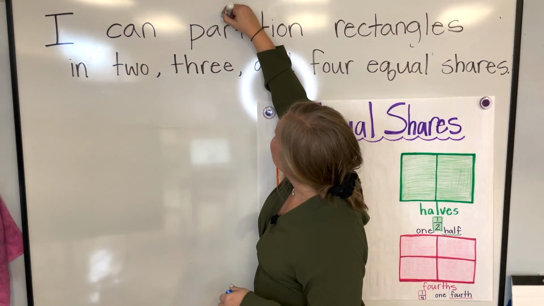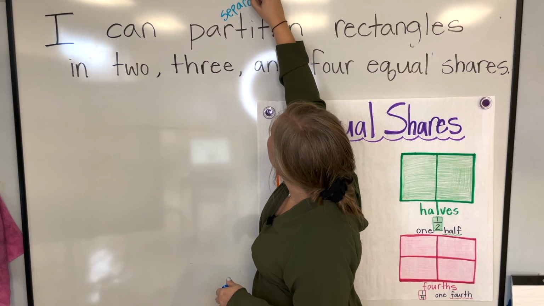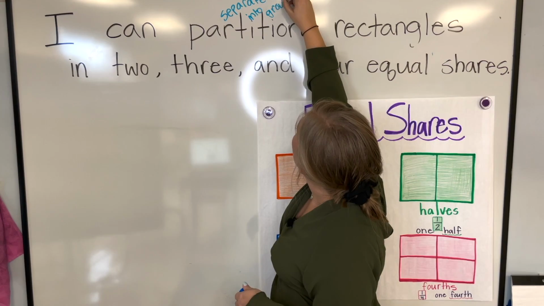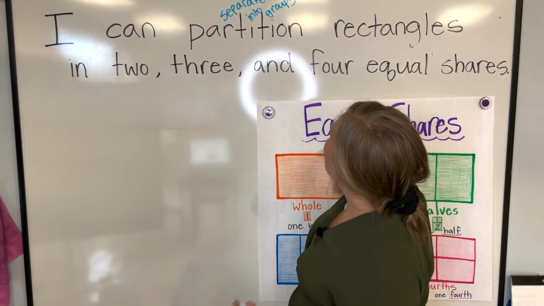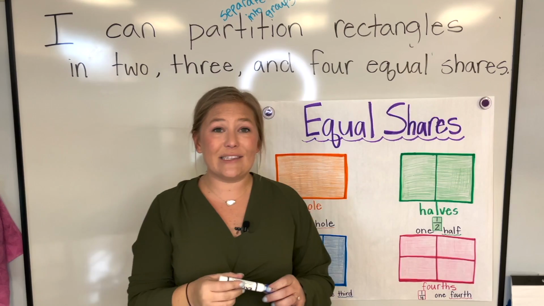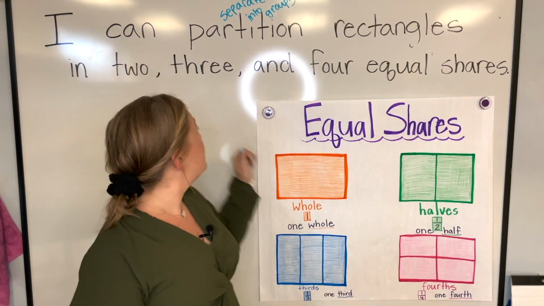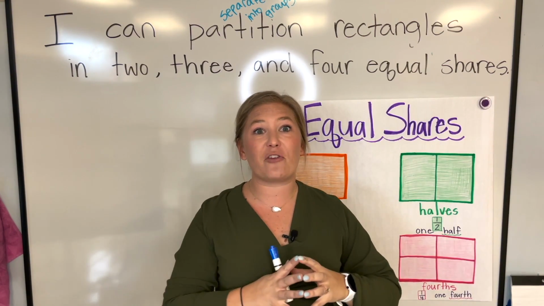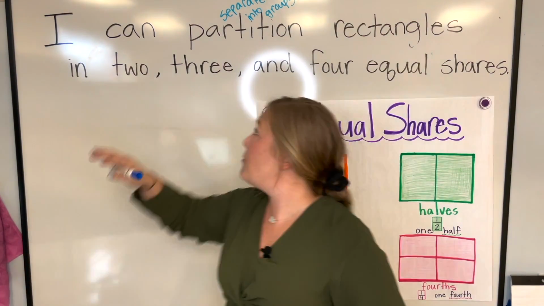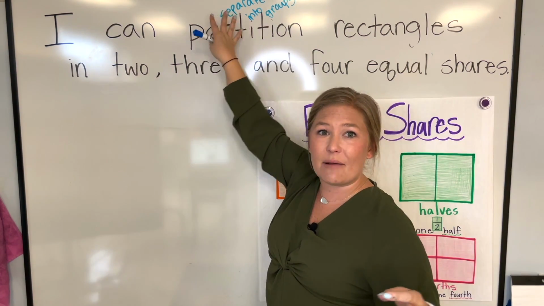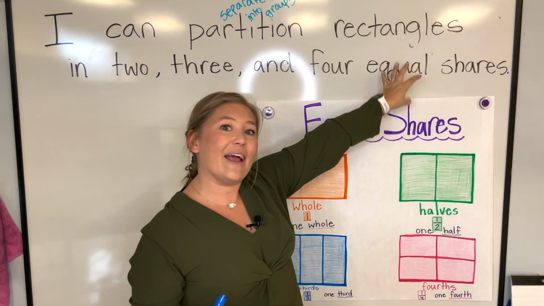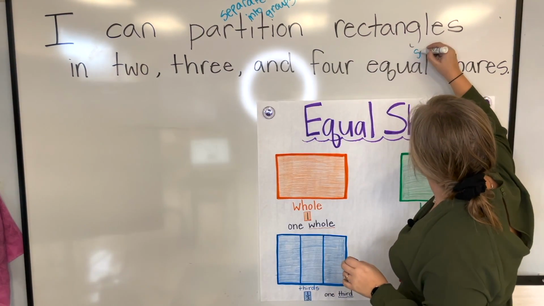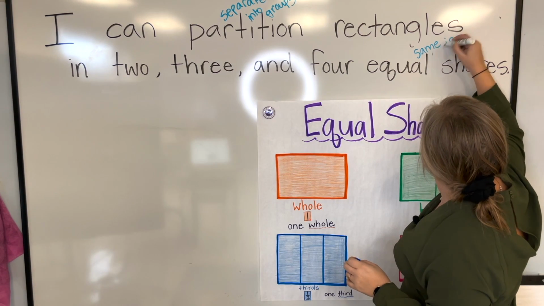So I'm going to write separate into groups. So I can separate into groups, okay? So I can separate a rectangle into 2, 3, and 4 equal shares. And equal shares is just making sure that there's the same in each part. So if I'm breaking something into a group, if I'm partitioning something, I have to make sure that it's in a group that has the same in all of them, right? So same in each part.